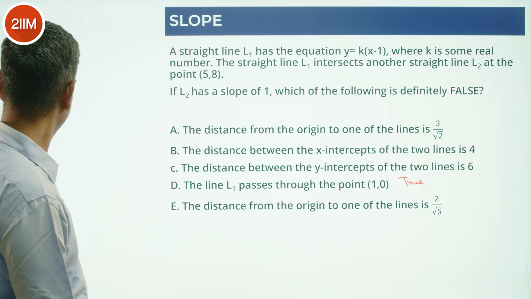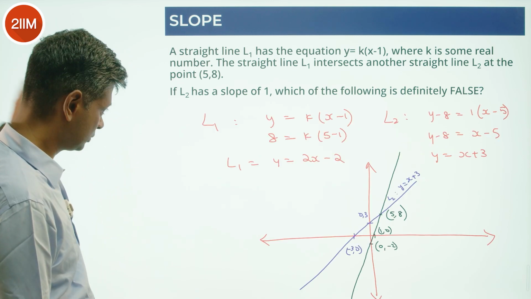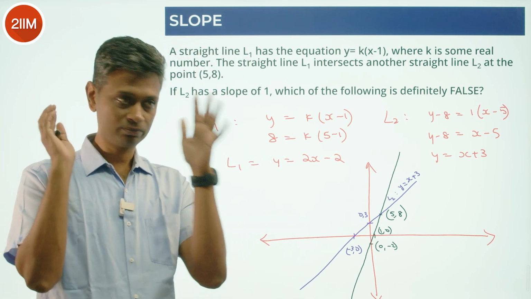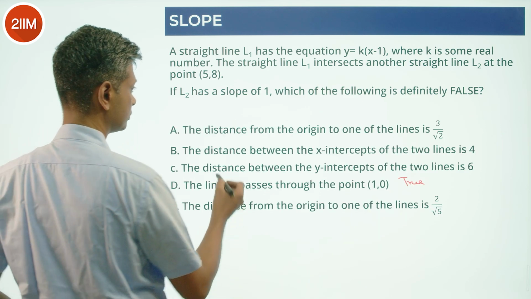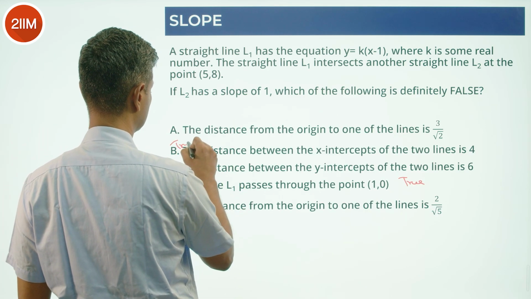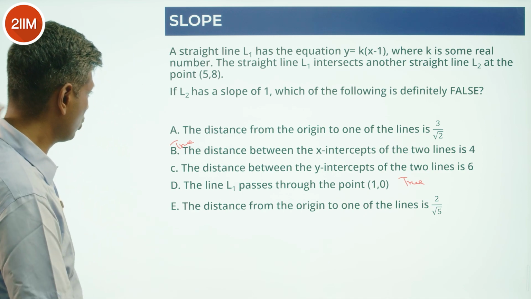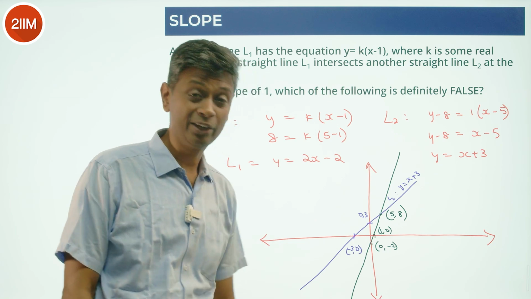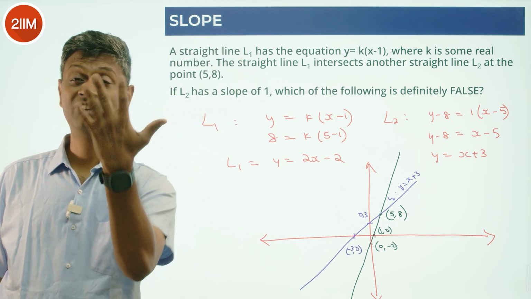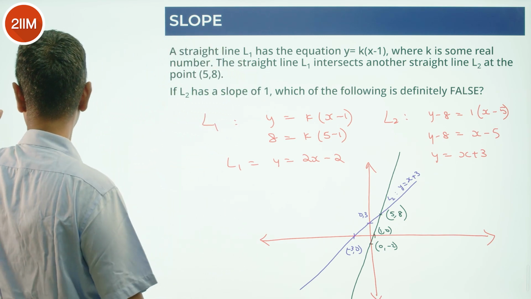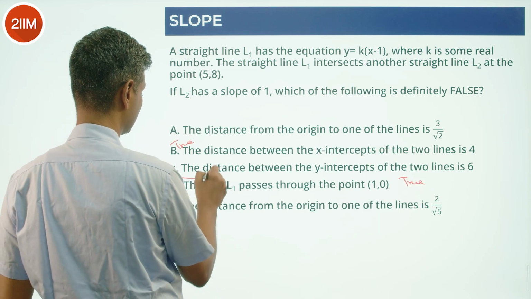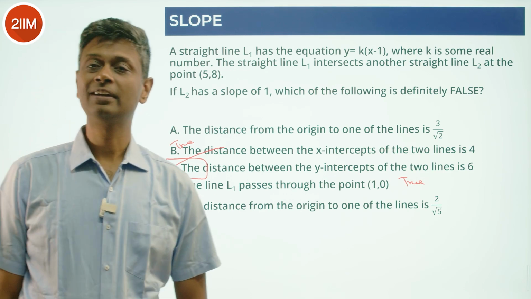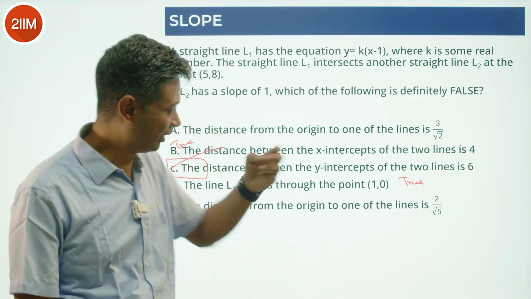Distance between x-intercepts of the two lines is 4. Minus 3, 0, 1, 0. Minus 3 to 1, 4. That is true. C. Distance between y-intercepts of the two lines is 6. 0, 3, 0, minus 2. Distance is only 5, not 6. So this one is not true. It's definitely false. That's the one we're looking for. I'm going to verify these two as well.